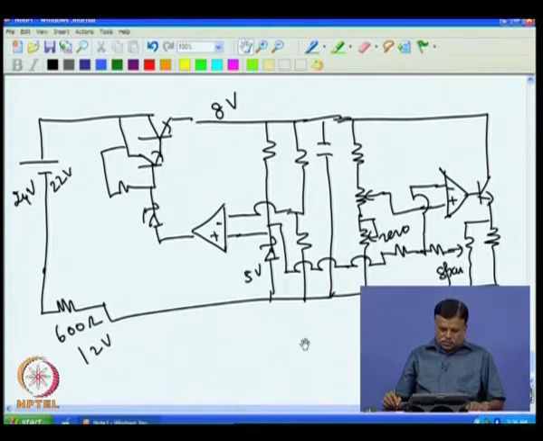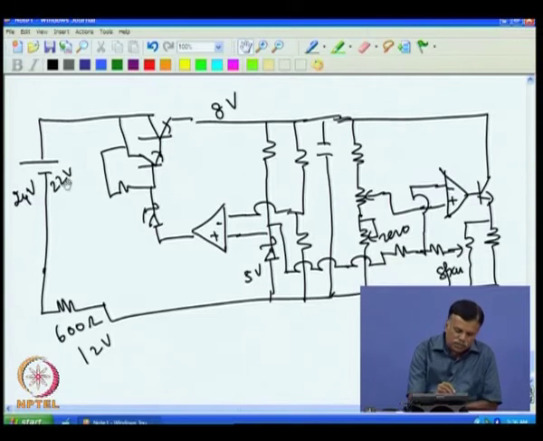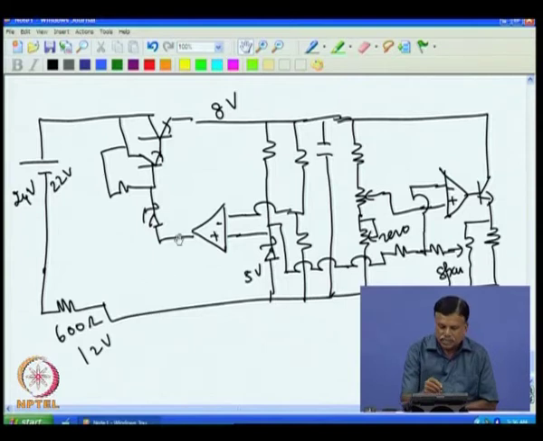So, as long as this is not going below 22 volt, it is okay. Similarly, if I put 100 ohm, there is no problem, because 100 ohm will create only 100 into 20 milliampere, which will give only 0.2 volt. So, 22 minus 0.2, you will get almost 21 volt here, and that easily gives 8 volt.